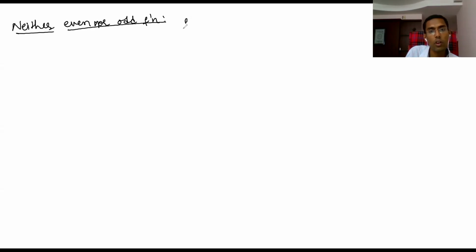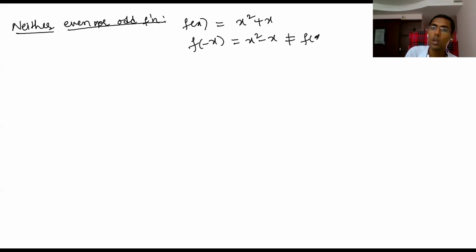So what is that? f(x) equal to, for example, x square plus x. Here if you put f(-x), what do you get? x square minus x. In the place of x, if you put minus x, whole square is x square, and x becomes minus x. This is not equal to f(x), and also not equal to minus f(x). So therefore, it is neither even nor odd function.